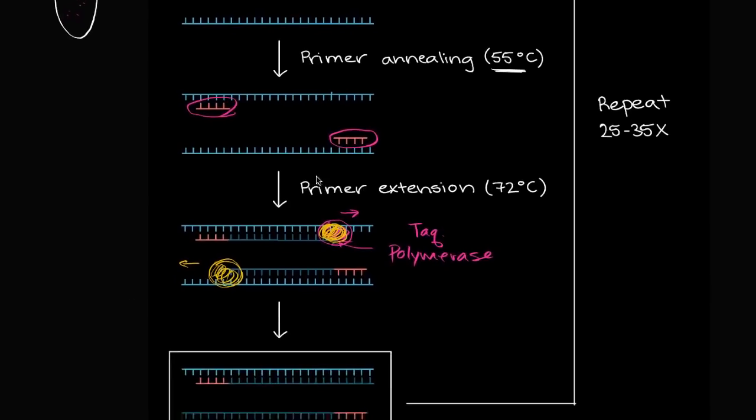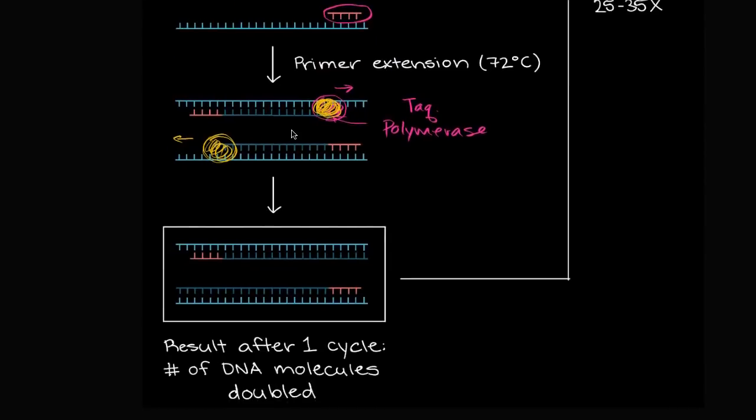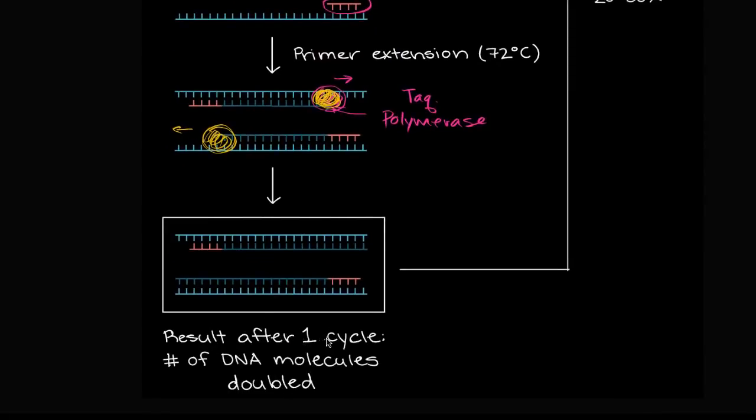Okay, so I get this so far. After one cycle, what you've written here, we would have doubled at least that part of the sequence that we care about. Although we might have copied even beyond that sequence. So where does the chain reaction come into this?